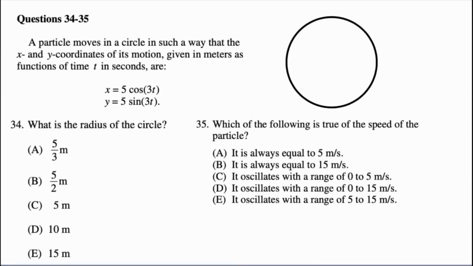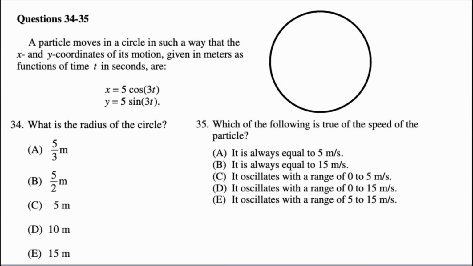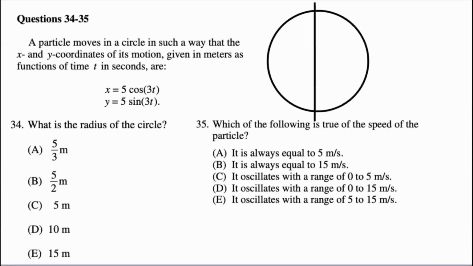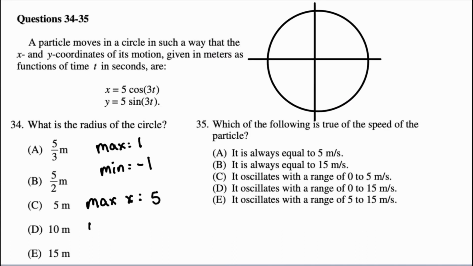And so I'm just going to draw the circle in which the particle moves. We want to know the radius of the circle. Because this is given in x and y, I'm going to plot this on the x and y plane. And a property of sine and cosine is that their max is 1 and their min is -1. So the max x value that this can attain is going to be 5, and the min x value is -5. And the same applies for the y.